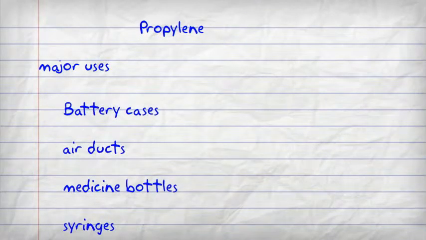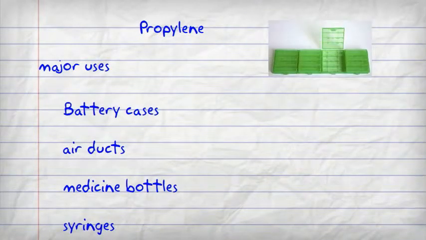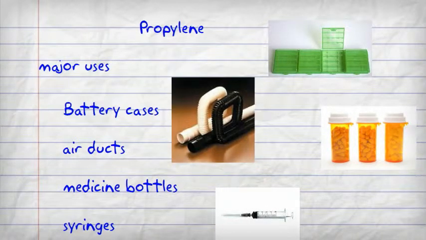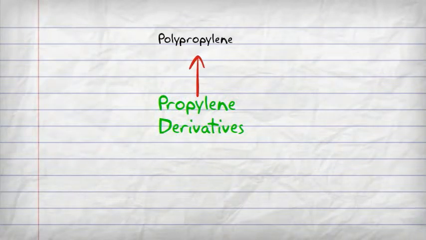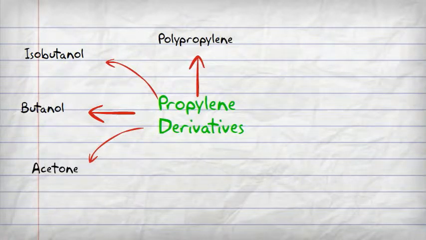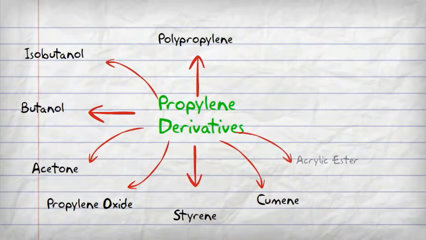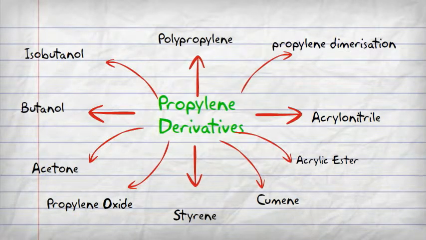Propylene can be used in battery cases, air ducts, medicine bottles, and syringes. Propylene gives polypropylene, isobutanol, butanol, acetone, propylene oxide, styrene, cumene, acrylic ester, acrylonitrile, and propylene oligomers.